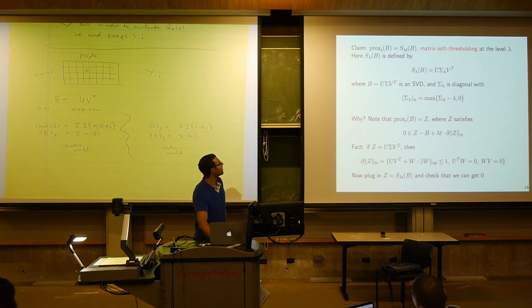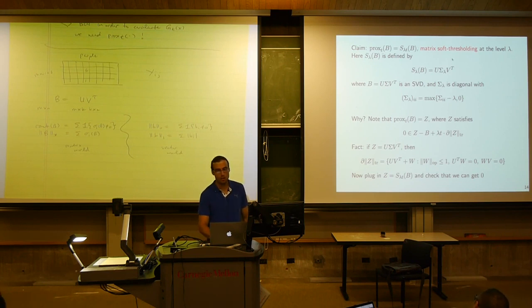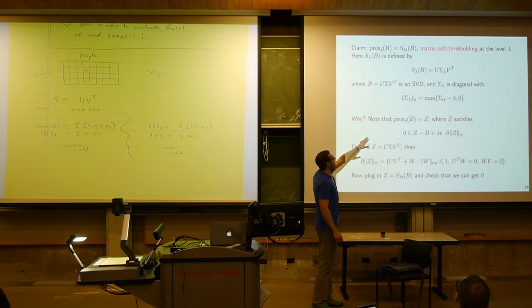So here's the claim: the prox operator, evaluated at a matrix B, is a version of soft thresholding. Just like the prox operator for the one norm was vector soft thresholding, this is something we're going to call matrix soft thresholding. What it means is that if you want to know the prox operator at a particular matrix B, we take the SVD of B. So we write B as U times sigma times V transpose, where U and V have orthonormal columns, and sigma is a diagonal matrix with positive entries. This is just the usual singular value decomposition. Take the SVD of B, and then soft threshold the diagonal elements of sigma.